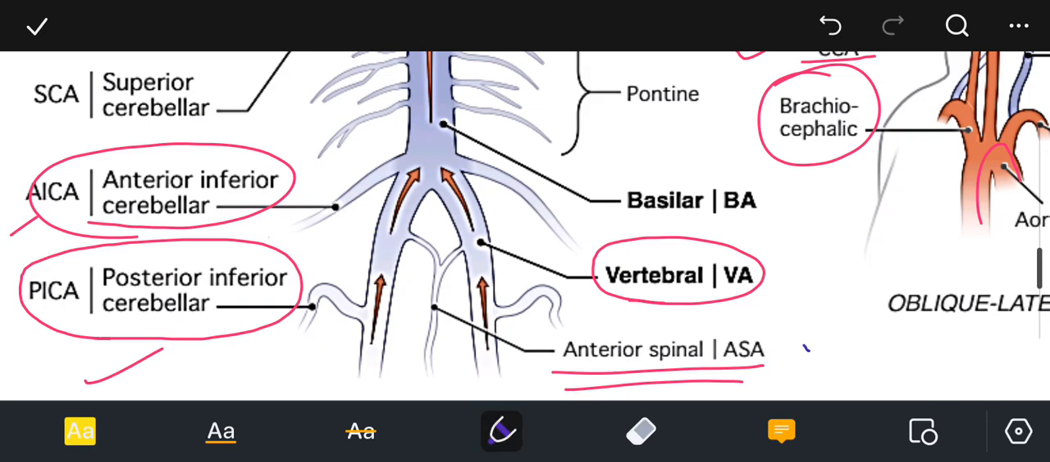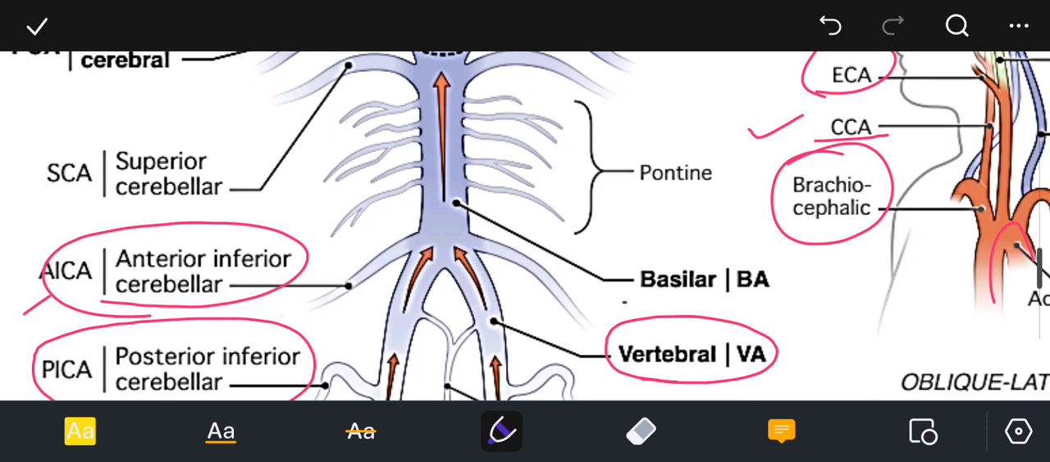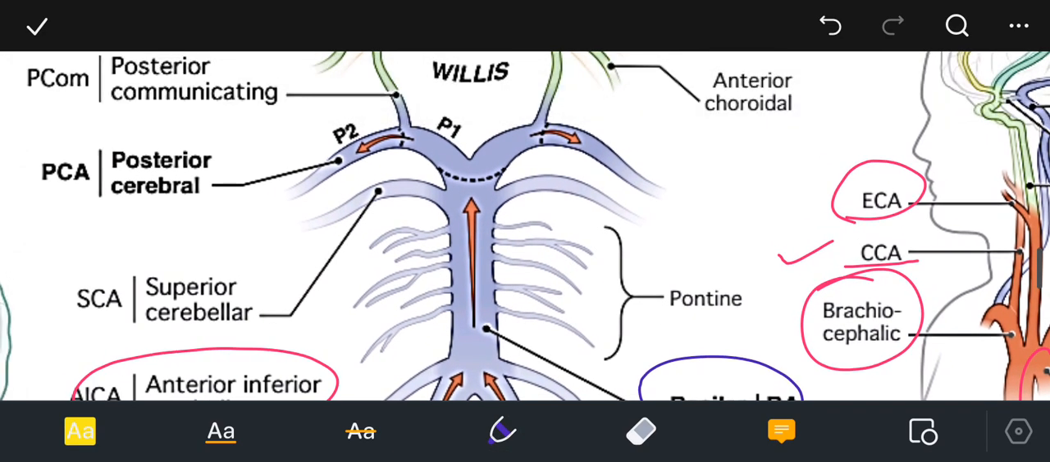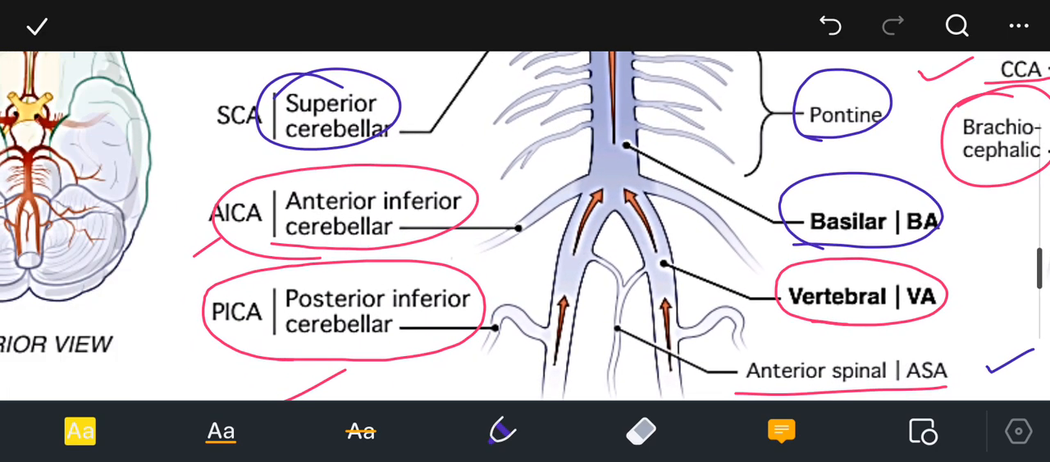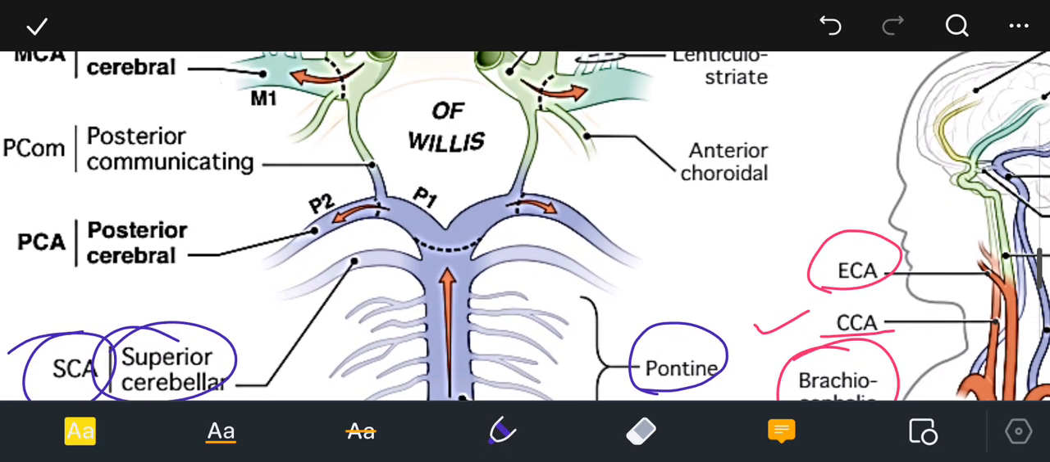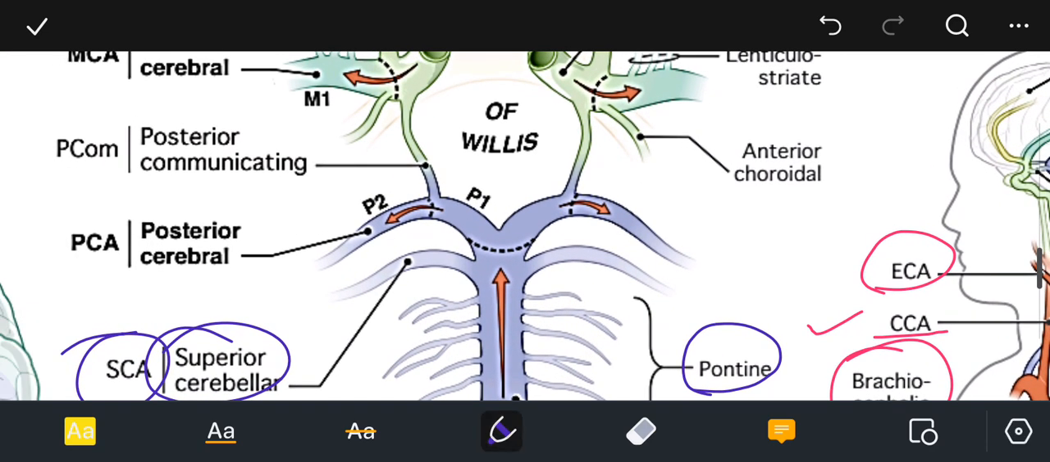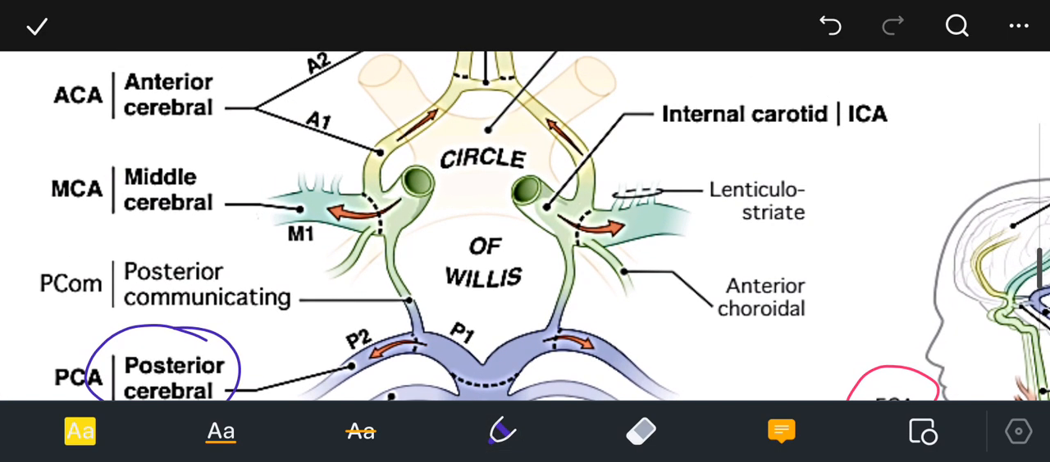So we were talking about the anterior spinal artery, and then both the vertebral arteries fuse together to form the basilar artery. This basilar artery is now running over the pons. On the pons, it will give rise to pontine arteries and the superior cerebellar artery. So the cerebellar blood supply is coming from the PICA, the AICA, and the superior cerebellar artery. Then the basilar artery terminates by dividing into two posterior cerebral arteries on each side. These posterior cerebral arteries supply the occipital lobe, and you may say the posterior and the inferior parts of the brain.